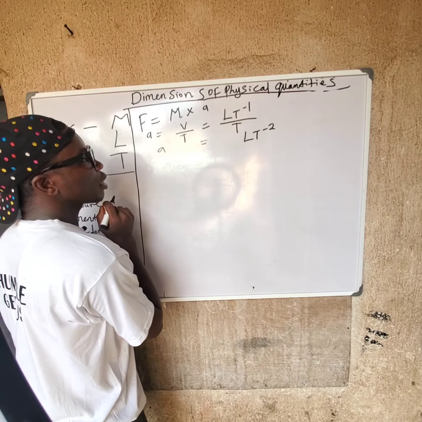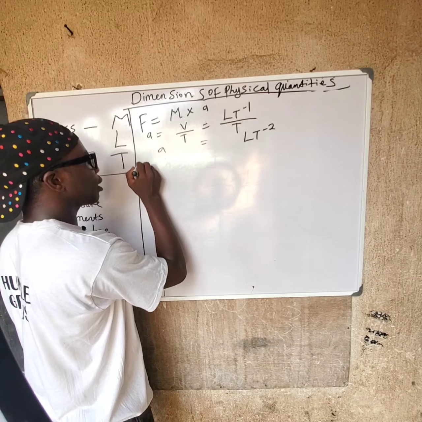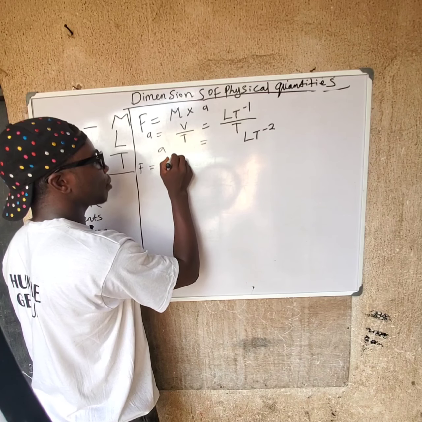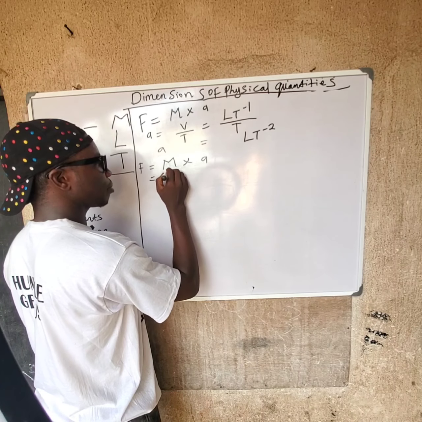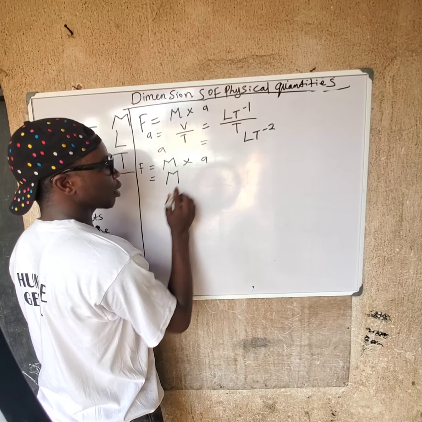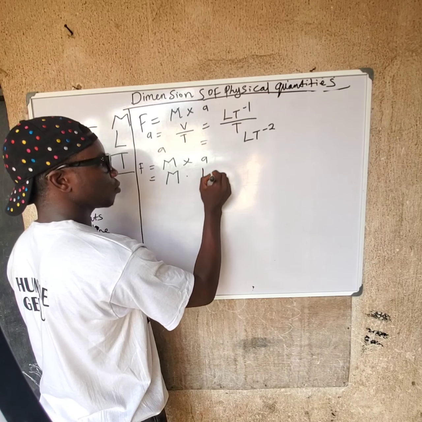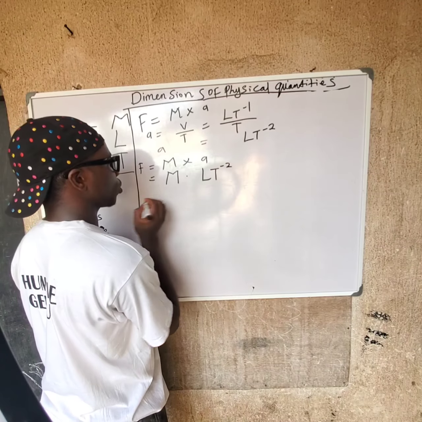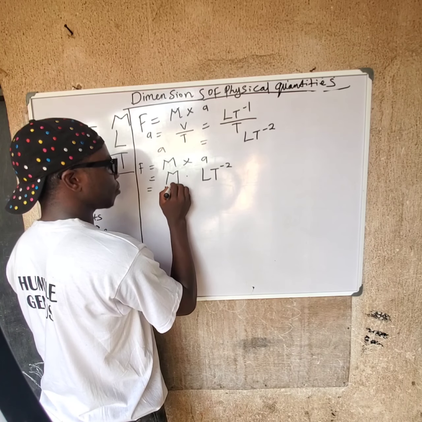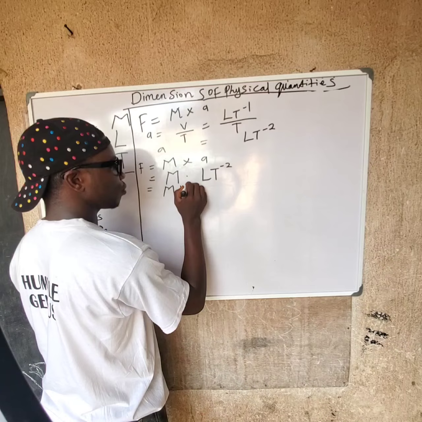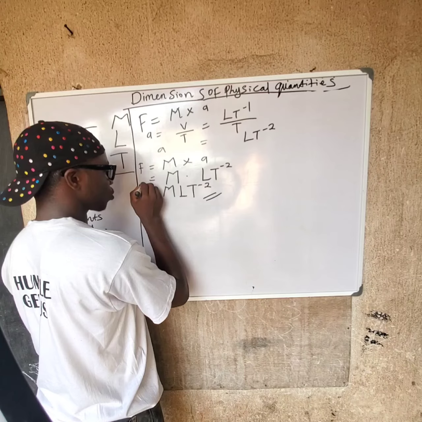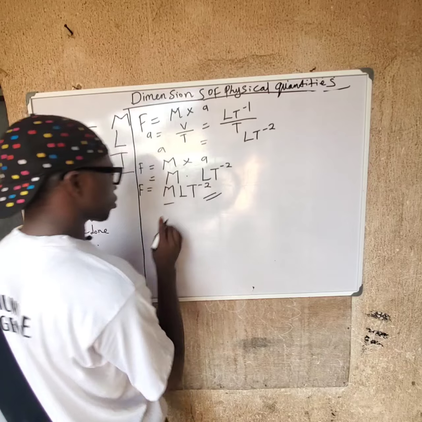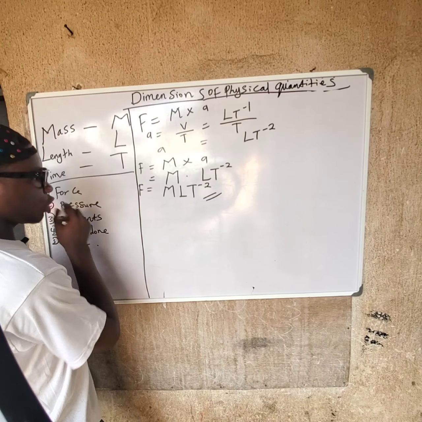Now, that being done, I come back again. F is equal to m times a. So dimension of mass is capital M, right? Times dimension of acceleration, which is LT raised to power minus 2. So at the end of the day, we have M LT raised to power minus 2. So this is the dimension of force. Easy.